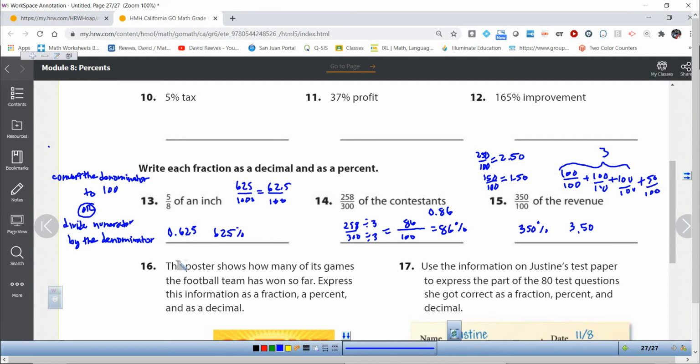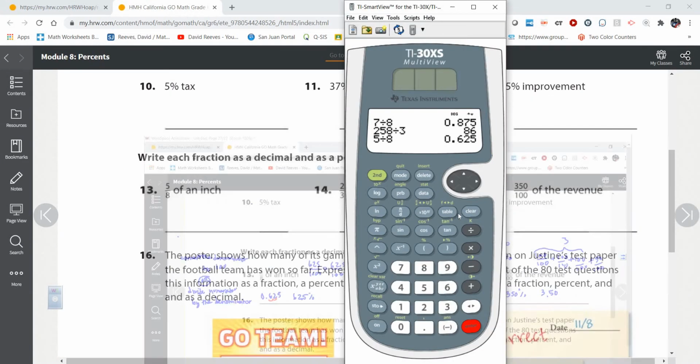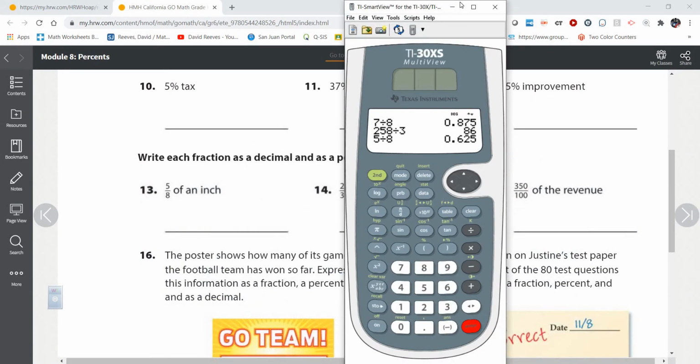Or remember, if you have the decimal, you can move it 2 places to the right to change it to a percent. 62.5%, because 5/8 would be 62.5 over 100. All right. Okay, well, I hope that helps with those problems.